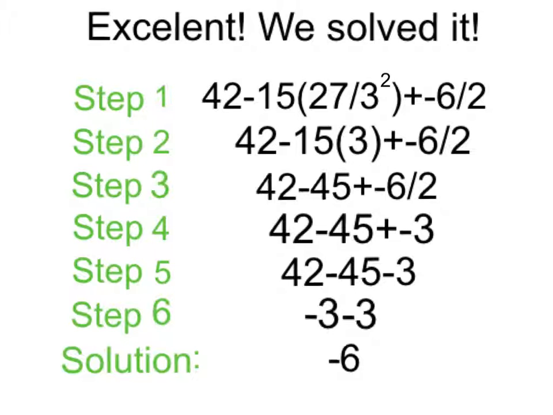Alright, we solved it. So, I have all the steps laid out for you right here, and what we did. We started with this really complex equation, and we ended up with negative 6. Now, something that you should note about all these equations is that they are all the same equation, just simplified a little bit from step to step. Negative 6 is equal to this complex equation right here. It's just simplified down. And I think that's just something that you guys should know.